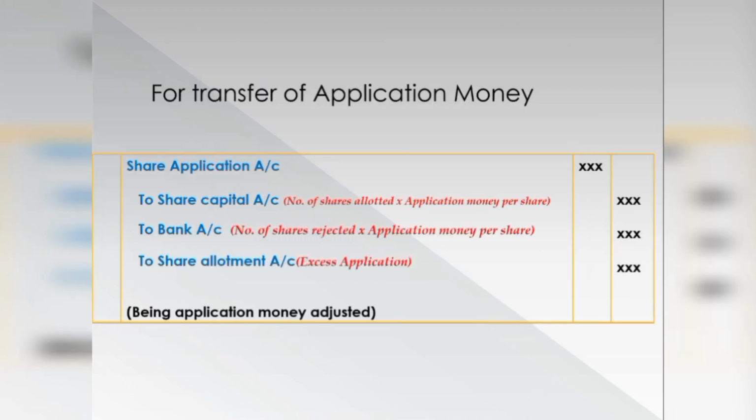For transfer of application money, the journal entry would be: Share application account debit, to Share capital account with the amount of number of shares allotted into application money per share; to Bank account with the amount of number of shares rejected into application money per share; to Share allotment account with the amount of excess application. The narration will be: being application money adjusted.